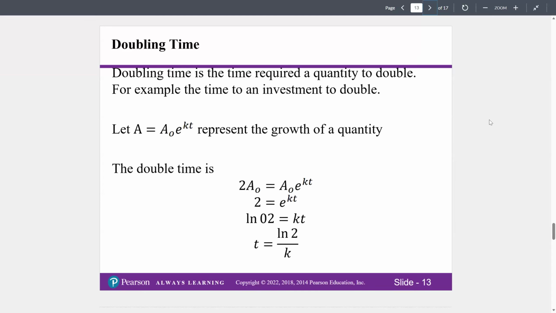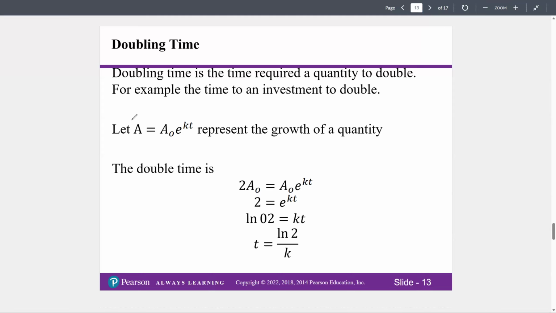So we also have doubling time, which is another exponential model that we talk about frequently. Doubling time is the time required for a quantity to double. Usually this is used in cases of looking at investments, how long for an investment to double, or sometimes how long it takes a population to double, something that has an exponential model to it.